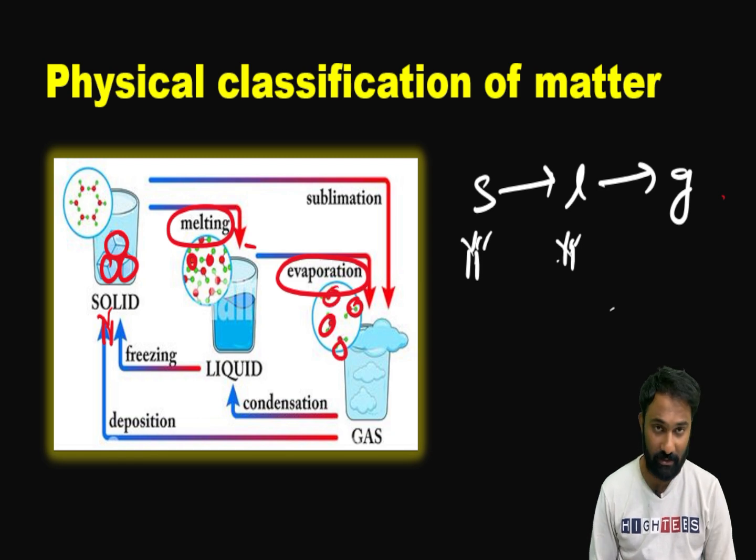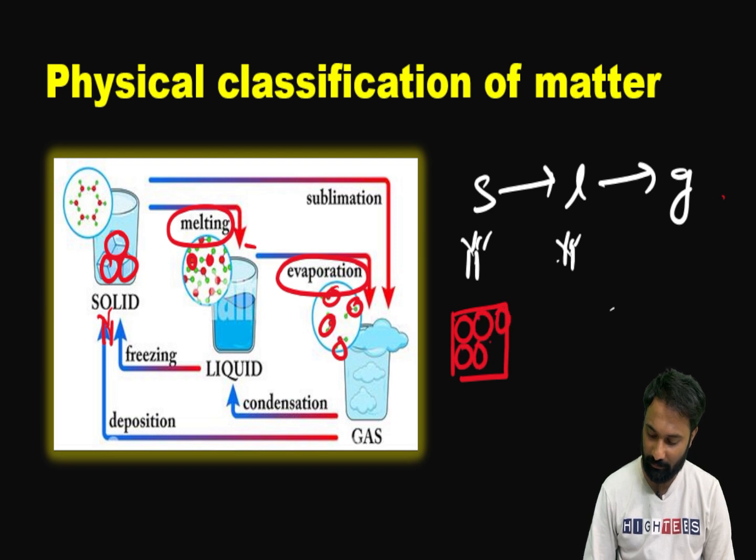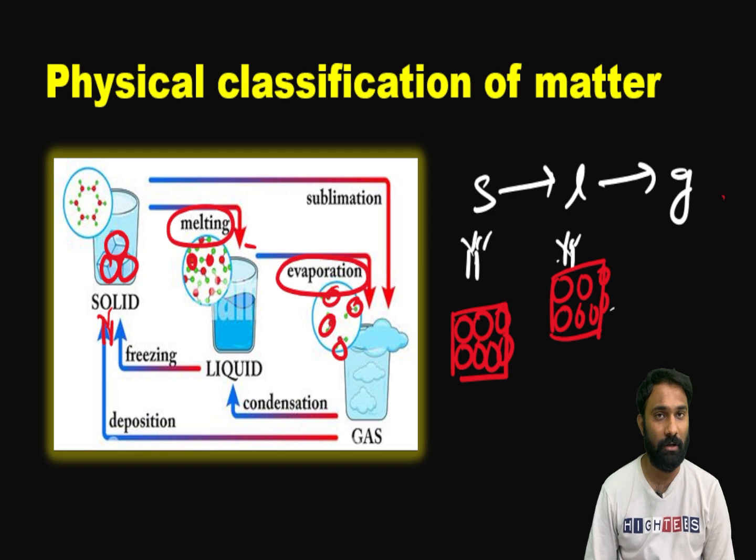You can see here, these solid particles are tightly packed. They are tightly packed, so it has a fixed shape. Now, when it comes to the liquid compared to the solid, it has somewhat more space. Now, what is the shape of the liquid? If I ask in which shape it is present, that is the shape of the liquid. If it is present in a bottle, what is the shape of that liquid?